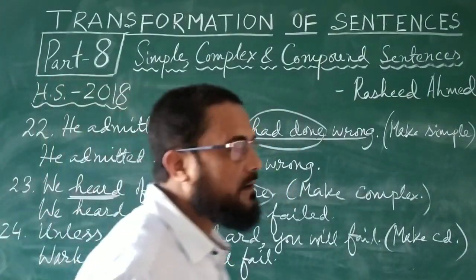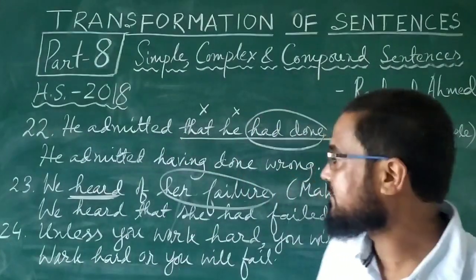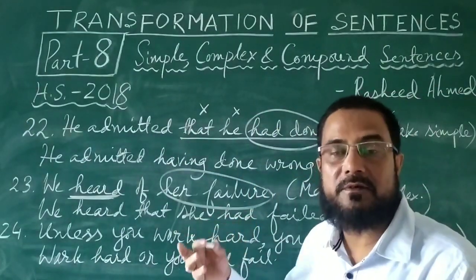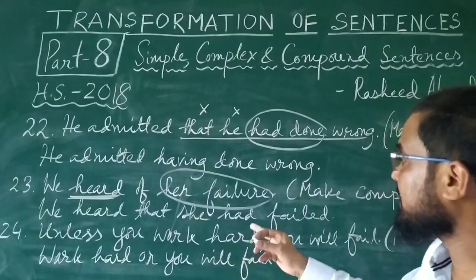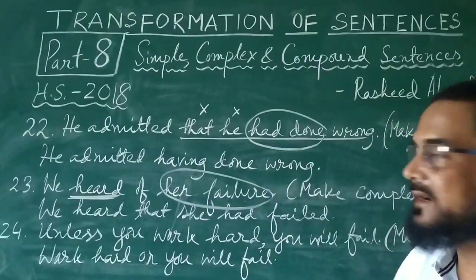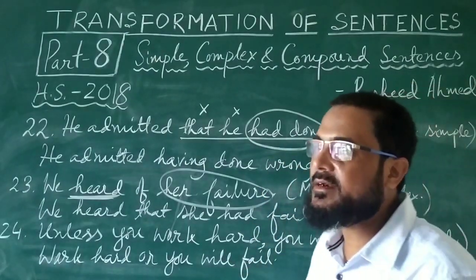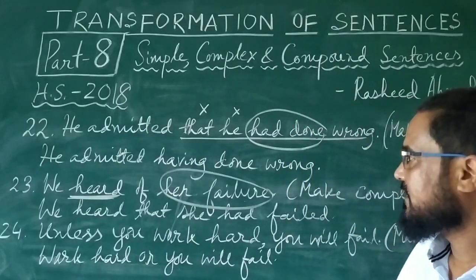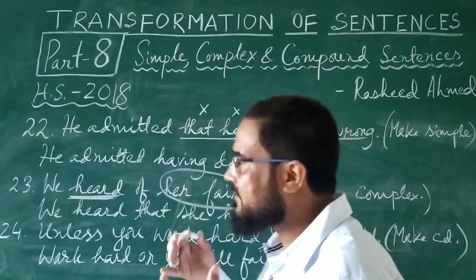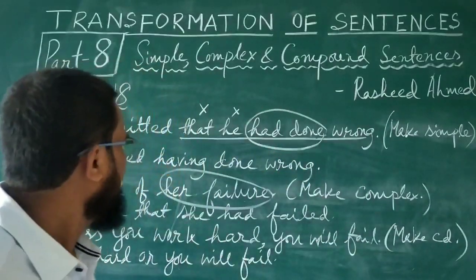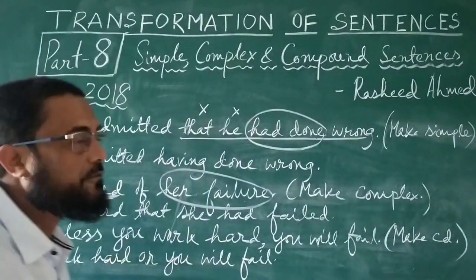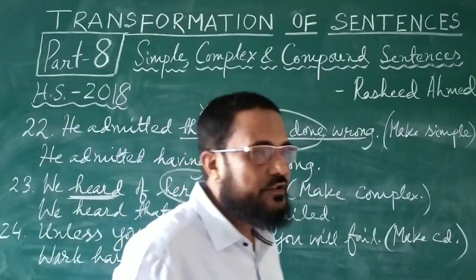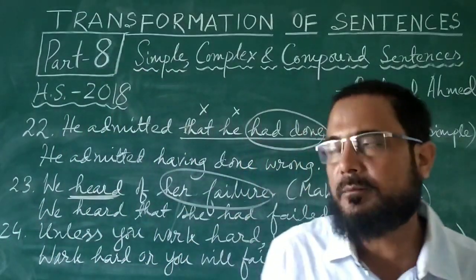We heard of her failure. Failure should be changed into the form of a verb. Fail is the verb. We heard that she had failed. That is the complex sentence. If you want to make it compound, it will be, she had failed and we heard it. We heard of her failure, simple, and we heard that she had failed is complex. She had failed and we heard it, that is compound.